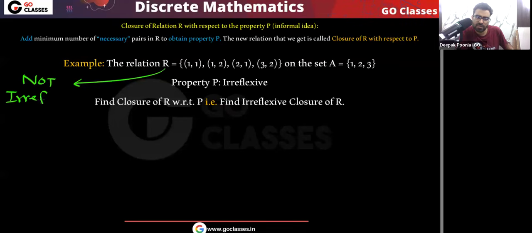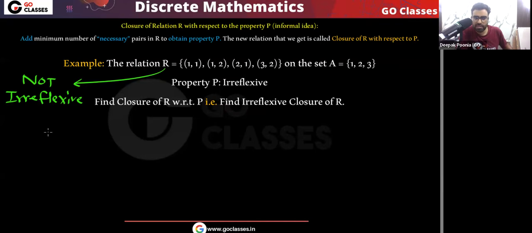Now something interesting: can you add something to this relation such that you can bring this property irreflexive? Is it possible? Remember, you cannot remove. Again and again I am telling, some students are saying in the chat to remove (1, 1). Please don't say that. In this relation R, can I add some pairs so that I can bring this property irreflexive? No, it can never happen. Yes or no? So I can say the irreflexive closure of R does not exist.